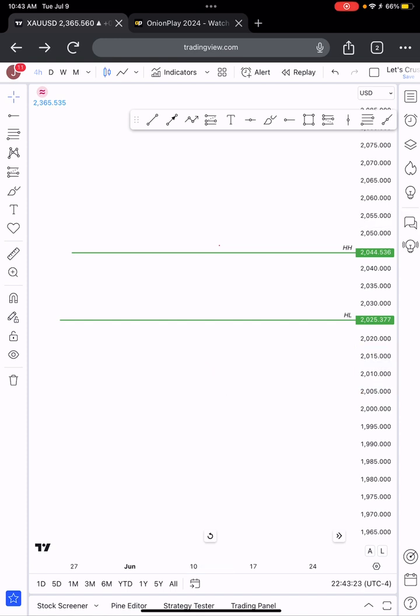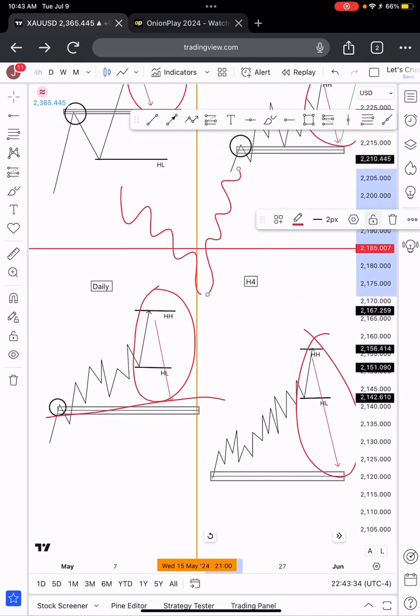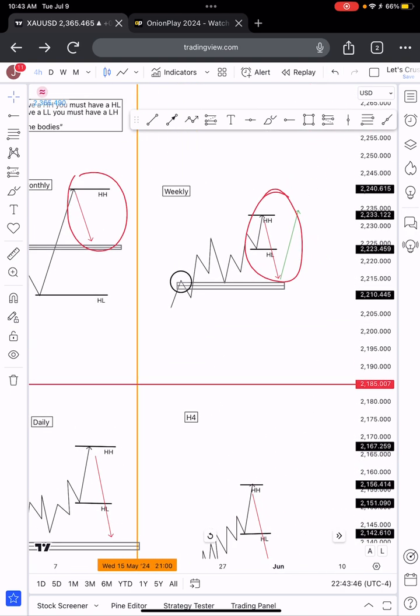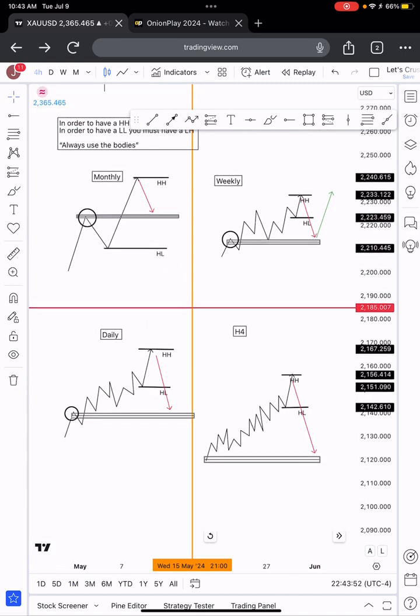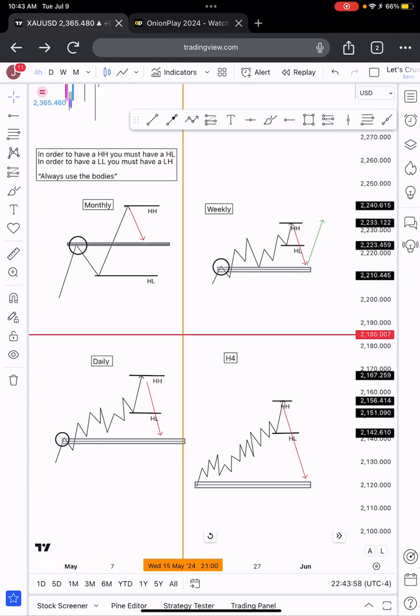So now if we go to the charts, I'll show you exactly what I'm talking about. Just some recent examples, right? So just always be mindful of this, where you are in the move, right? So let me just delete this. Right, so it's important to know that in order to have a higher high, you must have a higher low. In order to have a lower low, you must have a lower high. And you always use the bodies. So you just always want to be mindful of where you are in the move, right? So I'll show you some examples of that, right?